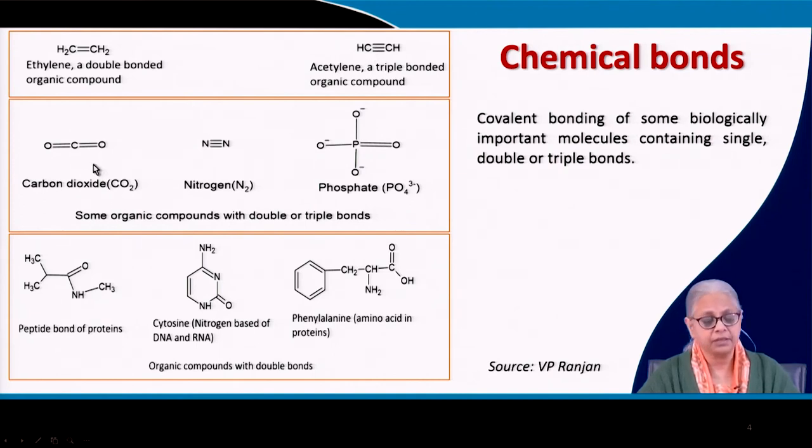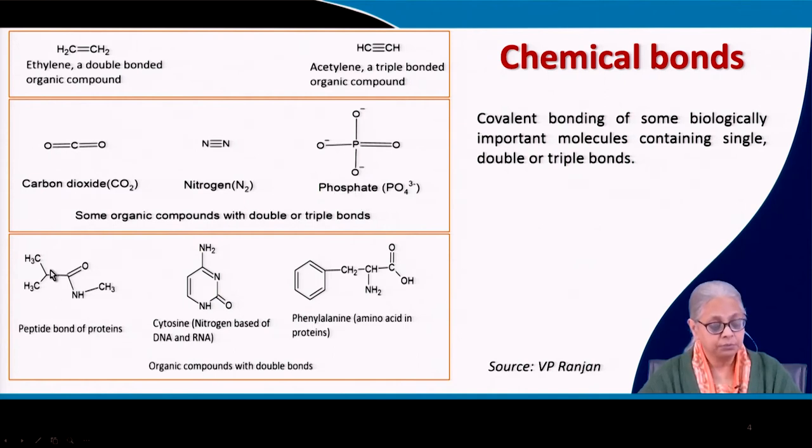In carbon dioxide, you have carbon associated with two oxygen atoms, and both these CO bonds are double bonded. In nitrogen, the two nitrogen atoms are triple bonded. And in phosphate, you have phosphorus double bonded to one oxygen and single bonded to the remaining three oxygen atoms.